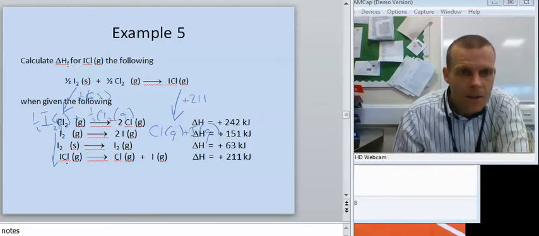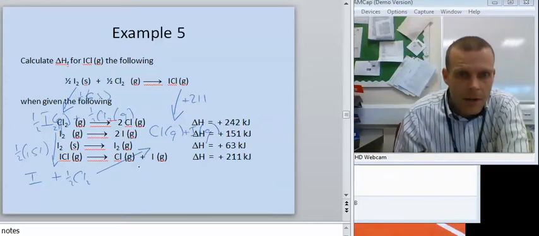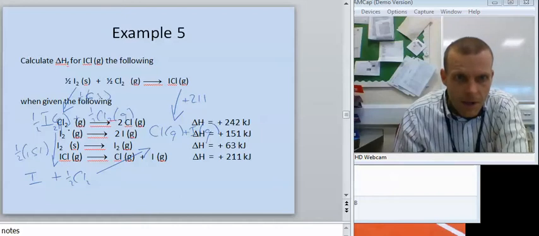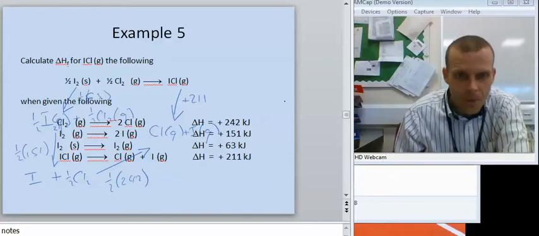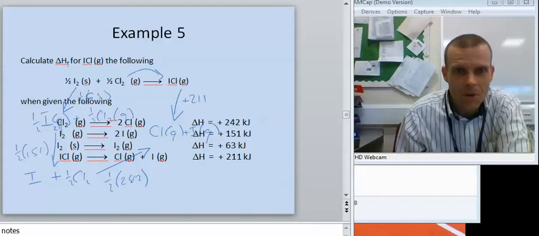Then I need to change this, atomize it, make the atoms. So I'm looking at this change here. So this is going to be half of 151. So that gives me I plus a half Cl2. And then my final change is to get that chlorine as atoms as well. And again, we're dealing with half of that, so it's going to be a half times 242. So, what a mess. But working around here, I can say this change is equal to a half times 63 plus a half times 151 plus a half times 242 minus, going the opposite way, 211.